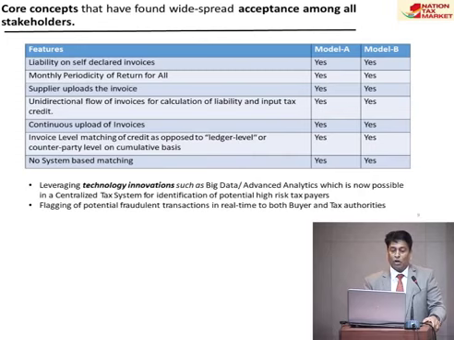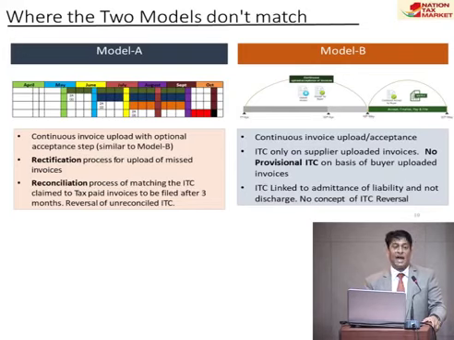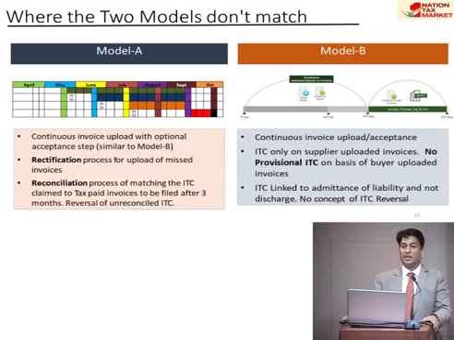Now they have taken the core concept, the commonalities they are referring to between model A and model B. I have already said that, so I'm not taking much time and am moving further. Now what doesn't match in the two models? What are the differences between model A and model B? Looking at model B, they say continuous invoice upload and acceptance. Model B also suggests continuous invoice upload with an optional acceptance step. This is the difference.